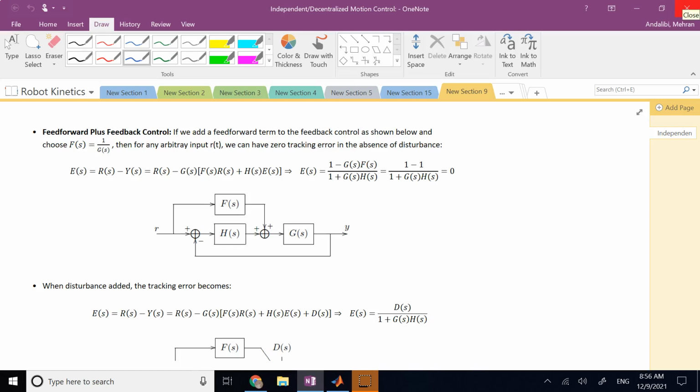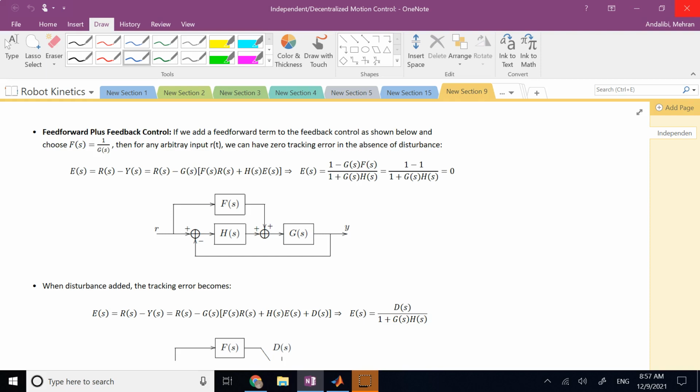Hello everyone. In this video we are going to talk about the control method called computed torque, but applied in a decentralized or independent joint control manner. Here we still assume that the gearbox ratios are large, the robot does not move fast, and we can control each joint independently from the others. And the effect of the motion of the others we still consider as a disturbance.